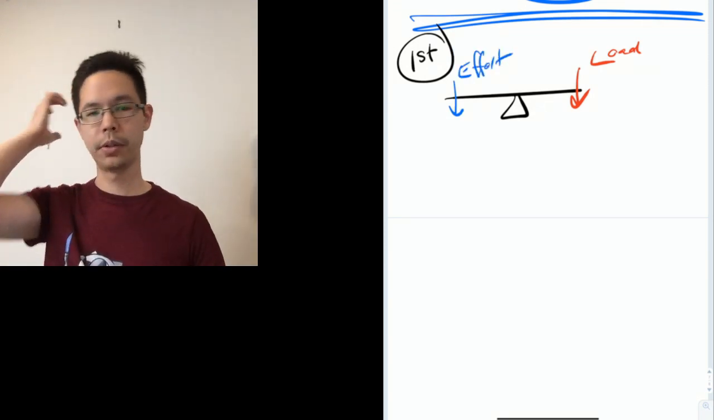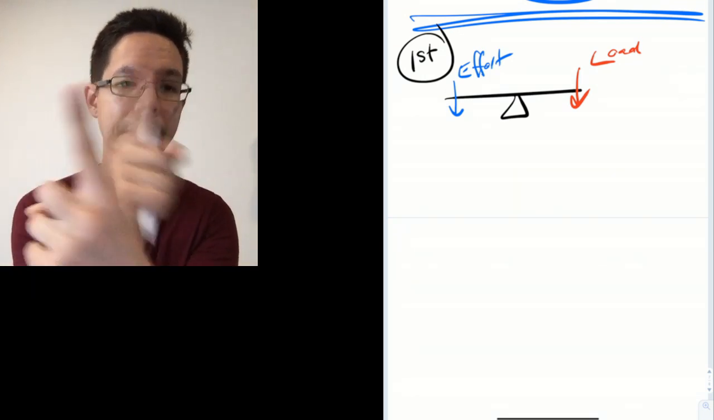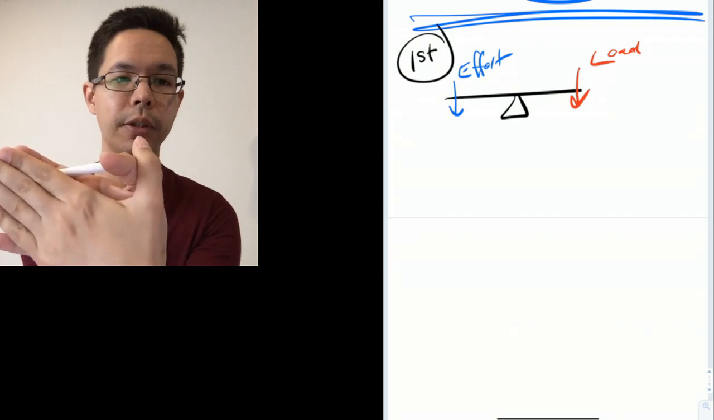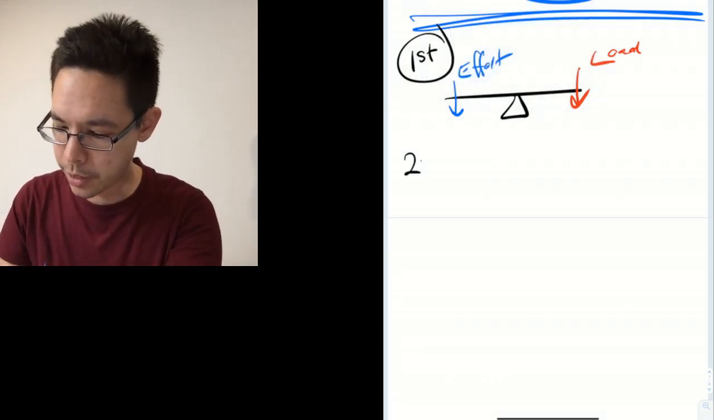Okay, so if these two, the green and the red, are back to front, then it just means I've turned the entire lever back to front, and it's still the same type of lever. Second class lever.